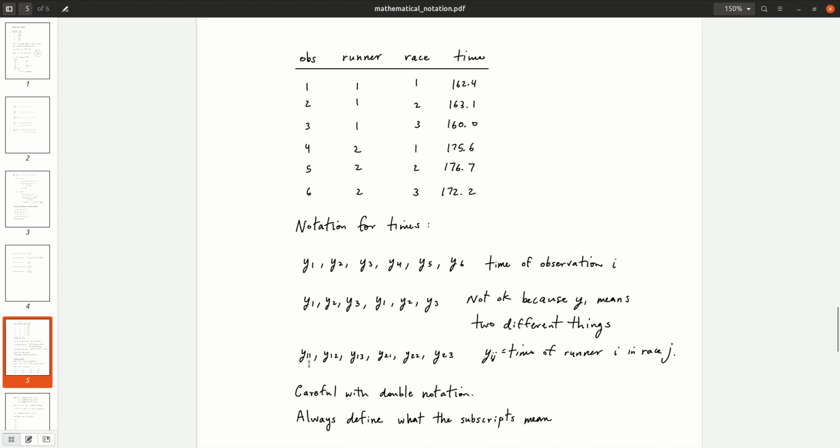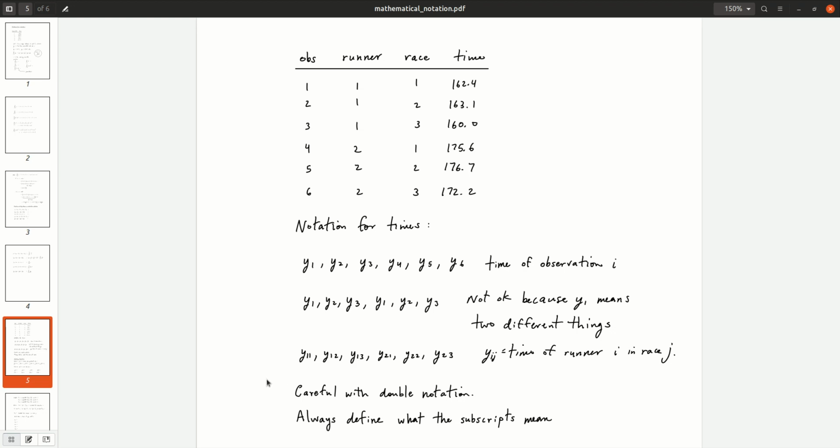And so, for example, Y11 corresponds to the time for runner 1 in race 1, and Y23 corresponds to the time for runner 2 in race 3, which is the last row in the data set. So you have to be careful with this. Sometimes it's easy to flip the subscripts and talk about Yji when you really mean Yij. Another kind of weird thing is that it's sometimes not easy to distinguish between Y13 and Y thirteen. So if it's ambiguous, you can put a comma between the 1 and the 3.